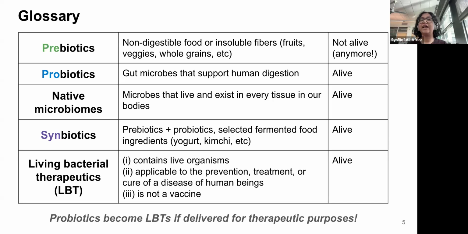And those are alive. And then we have native microbiomes, and those are microbes that live and exist in every tissue in our bodies. And again, they're alive. And symbiotics are actually when we have prebiotics or the food and the bugs that actually eat those foods put together. So these are some ideas like yogurt or kimchi, food for the bugs that are also fermented.